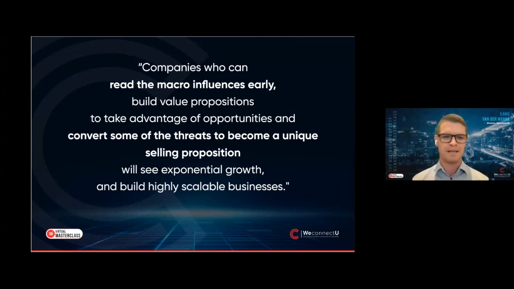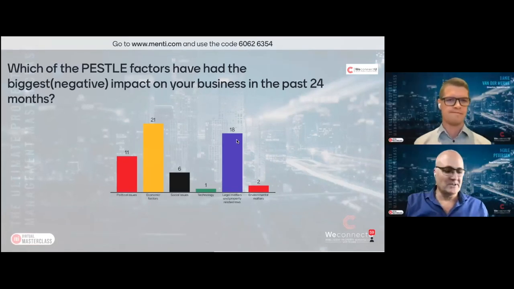For the results, and this is the first question, which of the PESTLE factors have had the biggest negative impact on your business in the past 24 months? Top of the pile with 21 responses is economic factors, followed by legal matters and property-related laws. And in fact, political, interesting, as unstable as it is, actually features much lower. So we can start blaming the political environment, but let's look at economic. But the two are probably related, I would say.